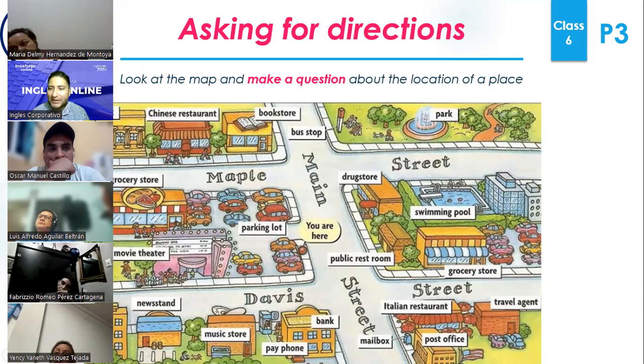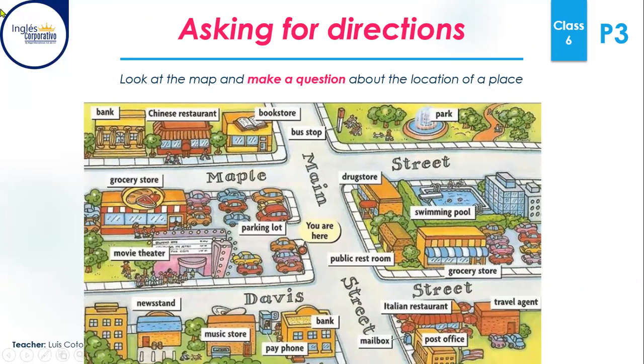Okay, next, Carolina and Esmeralda, the question, and Kenya and Roxana, the answer. Okay, Carolina, the question. Excuse me, where is the music store?